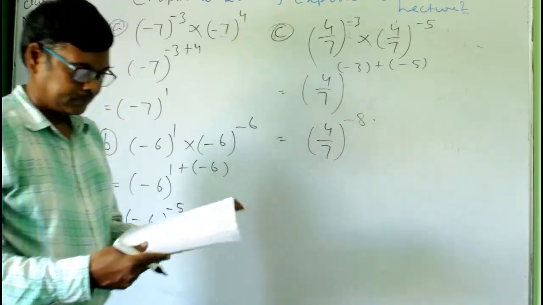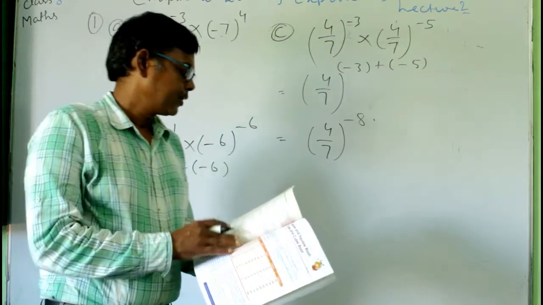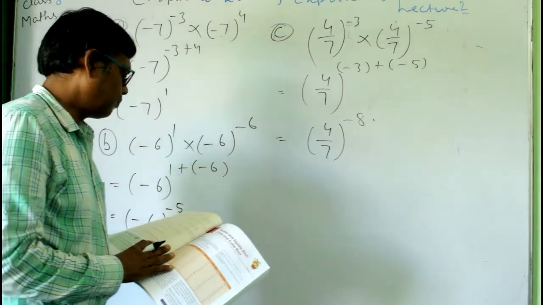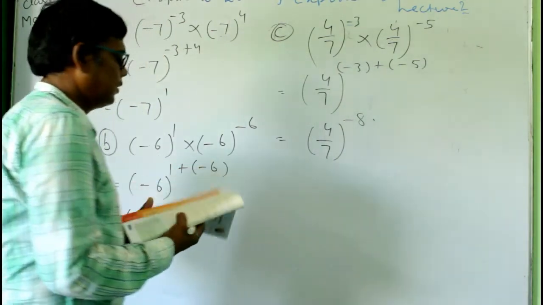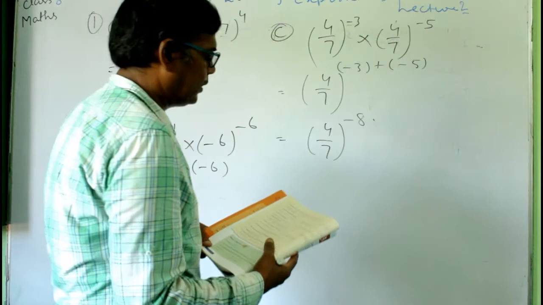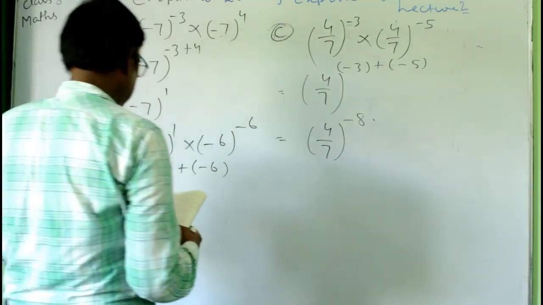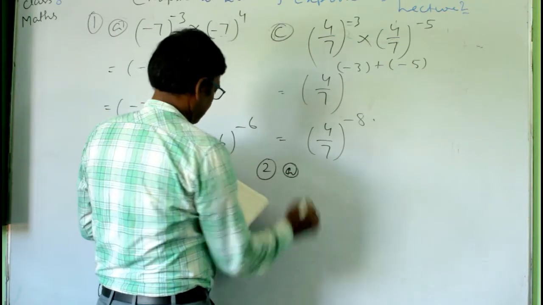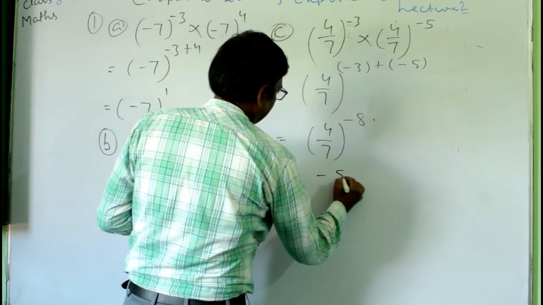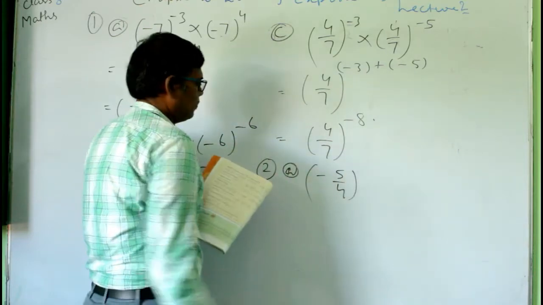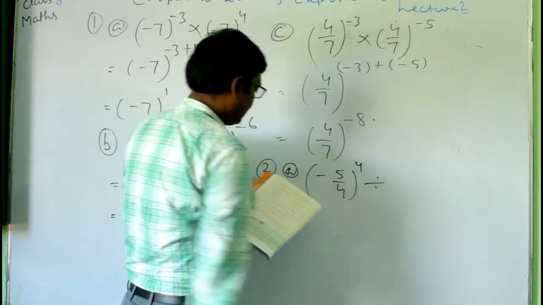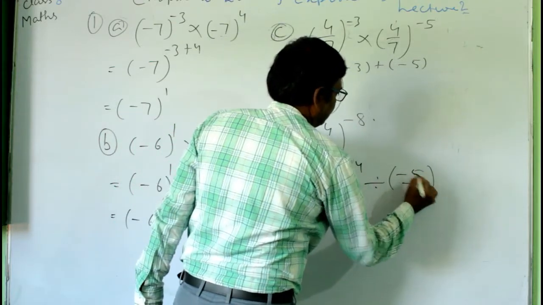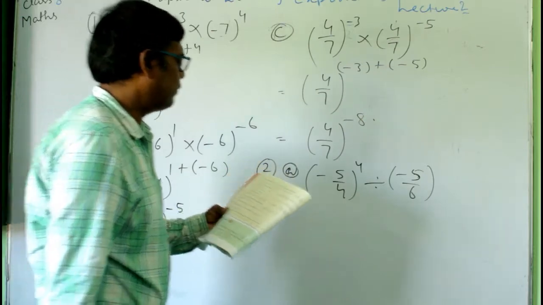Now the next question. In the next question we have to simplify and write the answers of the following with positive exponents. So question number 2, part a: minus 5 by 4 to the power 4 divided by minus 5 by 6 to the power minus 6.